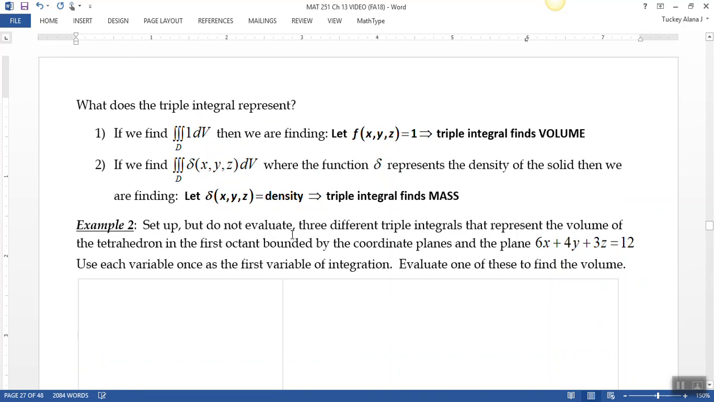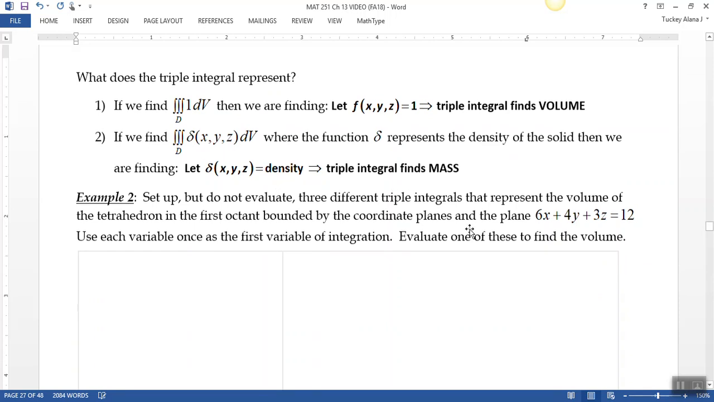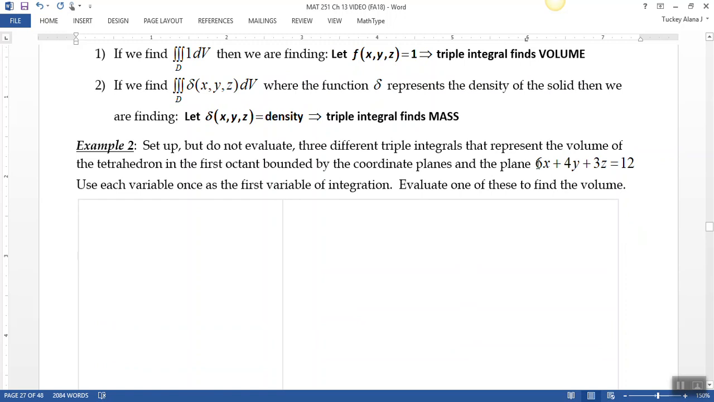All right, so set up but do not evaluate 3 different triple integrals that represent the volume of the tetrahedron in the first octant, bounded by the coordinate planes and the plane 6x plus 4y plus 3z equals 12. Use each variable once as the first variable of integration. Evaluate one of these to find the volume.